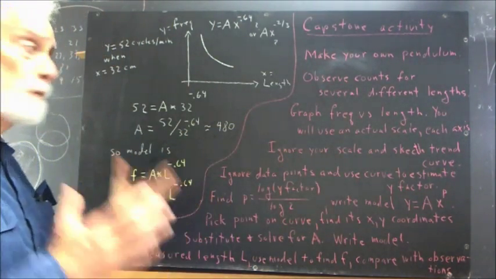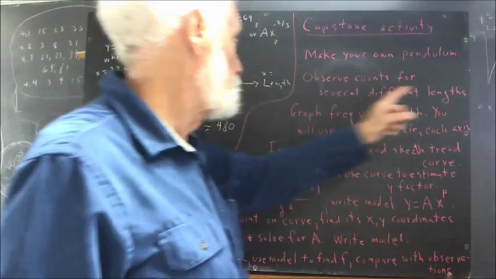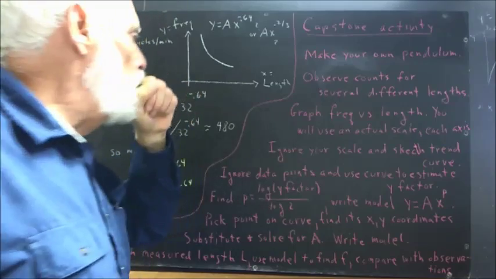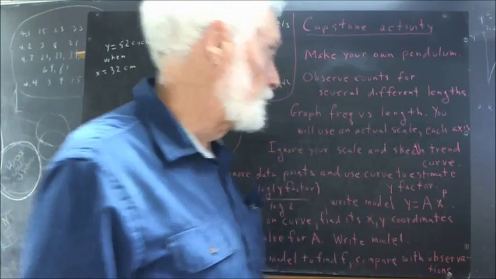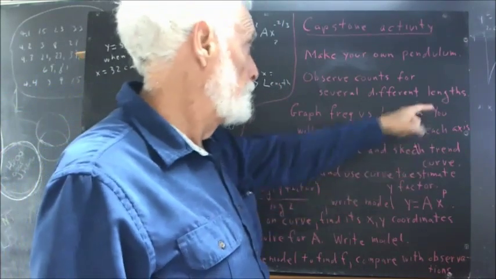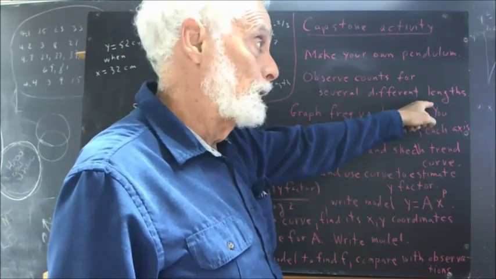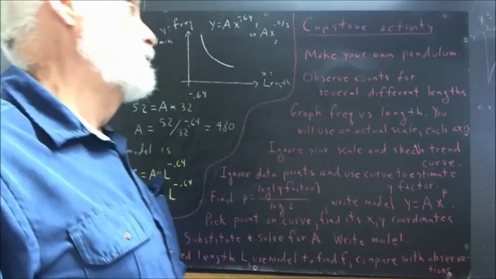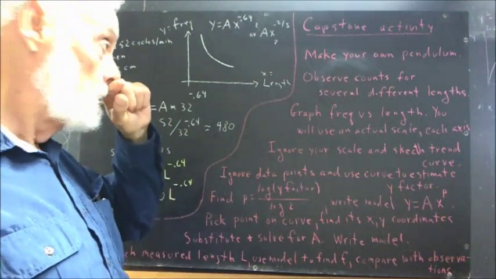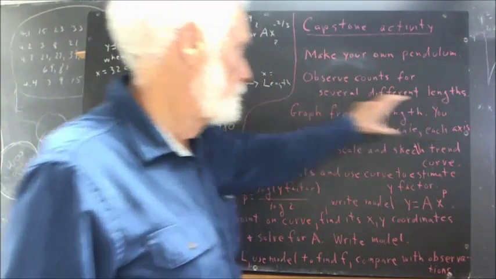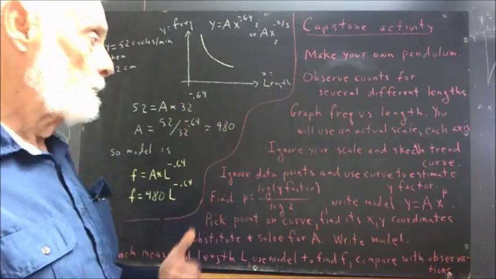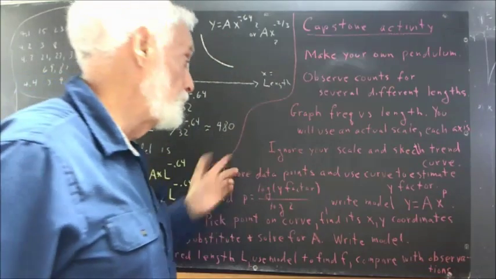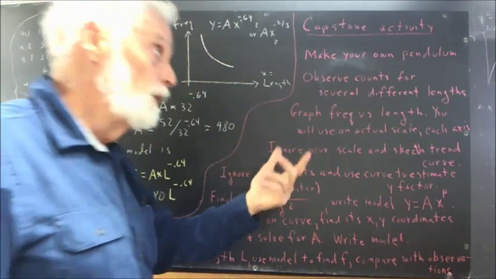Then what are you going to do? You're going to graph the frequency versus length, and you use an actual scale here. You'll have a scale for each axis. The reason you'll have a scale now is you do have measurements of your length and you do have numbers for your frequency. So you're going to need a scale for your graph in order to sketch the points. Now, having used that scale to sketch your points, you're going to ignore your scale and do just what we've done.